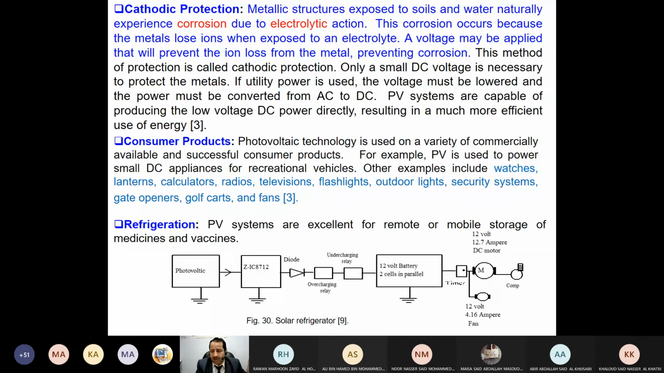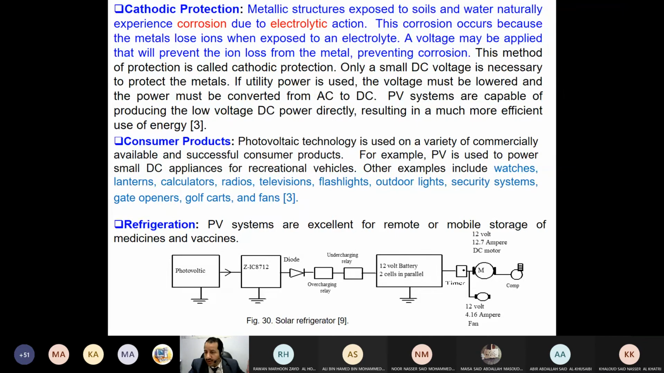Cathodic protection. What happens is, you know, when we use pipes under the ground, in the soil, or under the ocean, because the soil and the ocean have, let me say, salts, salty water, salty soil, what happens is these metals corrode because of electrolytic action. Okay, they corrode, and we lose the pipes.